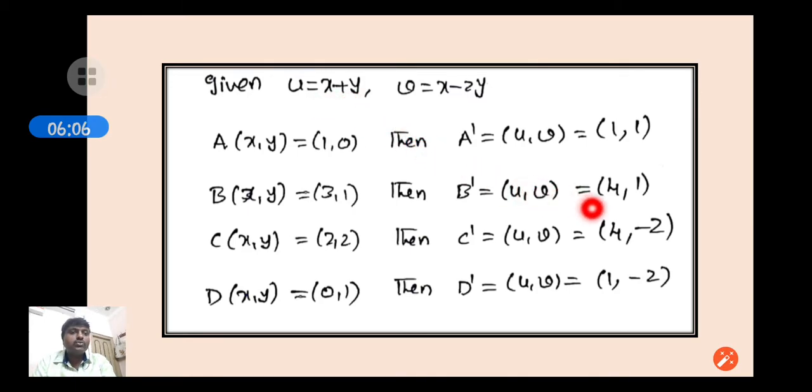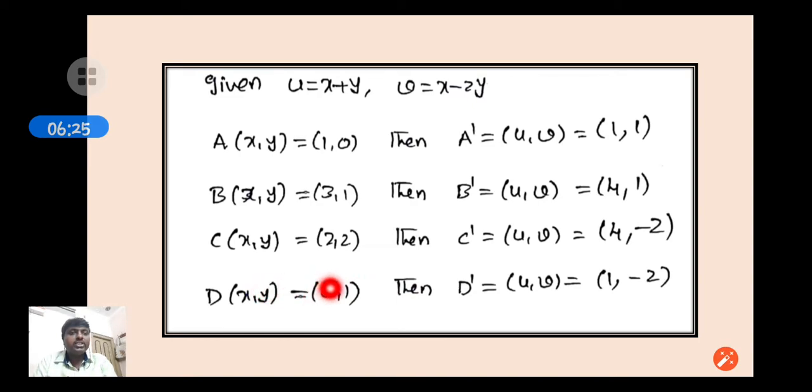So u value is 4 and x is 3, y is equal to 1, 3 minus 1 is 4 comma 1. Same as the point C, 2 comma 2. If you are replacing 2 comma 2, u is 4 and v is minus 2. So 4 comma minus 2 will be named as C dash.